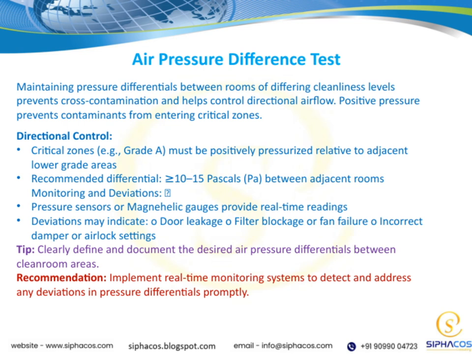I also recommend implementing real-time monitoring systems that can quickly detect any deviations, so you can address them promptly before they impact your environmental control. Finally, conducting an air pressure difference test regularly is a key part of maintaining a controlled environment. Consistent testing ensures that your pressure differentials are within the specified range, supporting the overall integrity of your cleanroom operation.